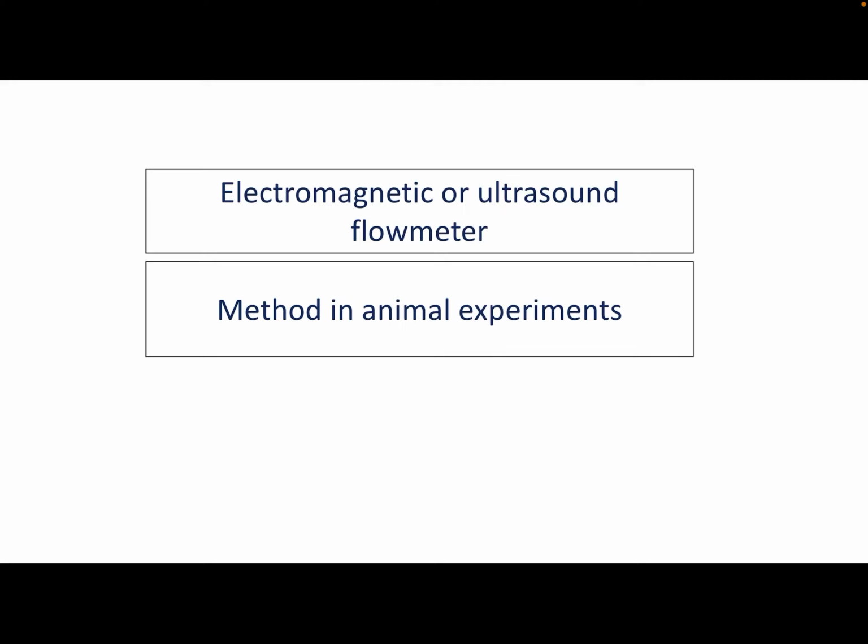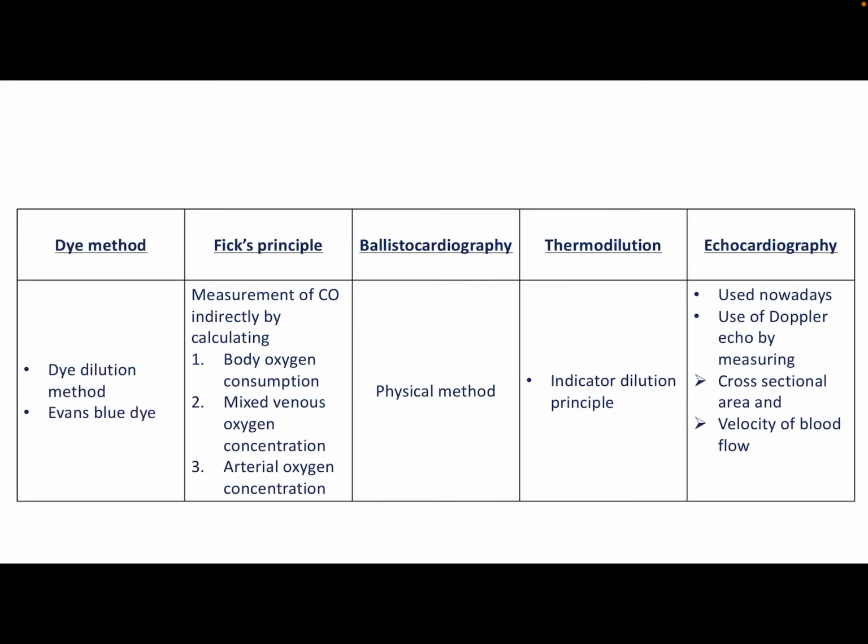Most important factors. Now, methods of measurement of cardiac output. In animal experiments, an electromagnetic or ultrasound flow meter is used. This is the method which we use for the measurement of cardiac output in animals. Then for humans, the dye dilution method is used, where Evans blue dye can be used.